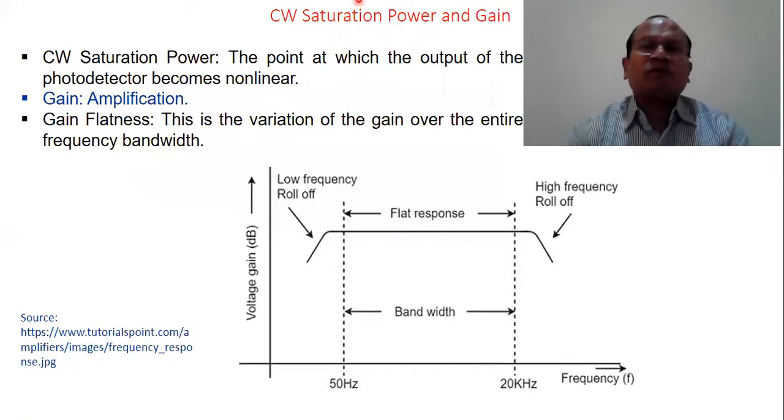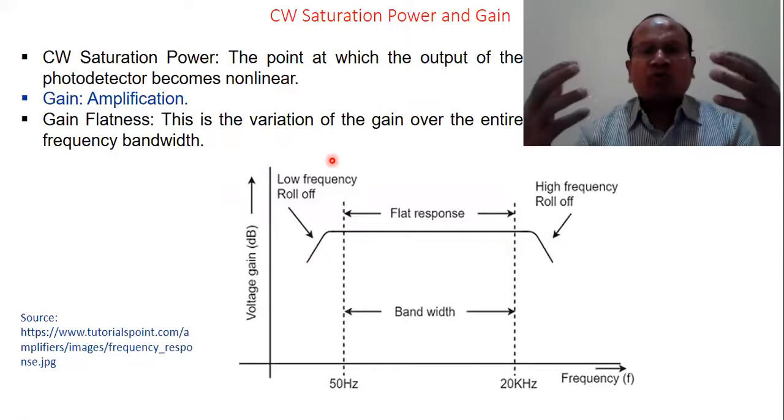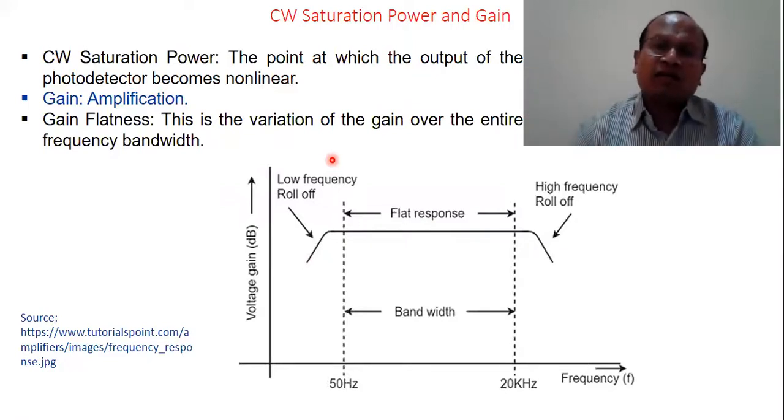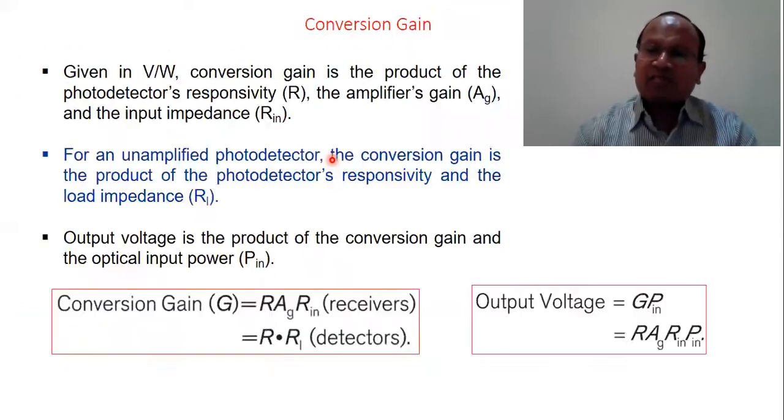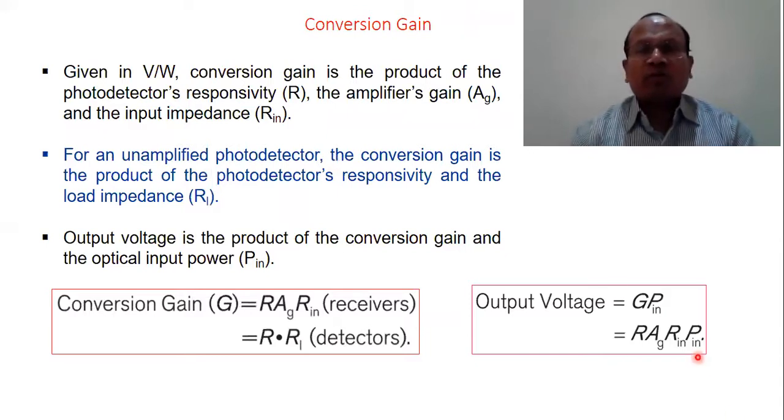Next one is continuous wave saturation power and gain. What is this saturation power? The point at which the output of the photodetector becomes non-linear. See, here is linearity, here is non-linearity. So when it becomes non-linear, we get that saturation power. Now how do we decide whether it is linear or non-linear? When we use an amplifier, the optical input power increases. You can see in the previous expression, the more the optical input power, the more the output voltage. So the relationship is linear here.